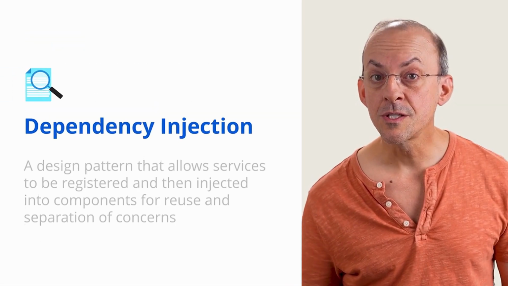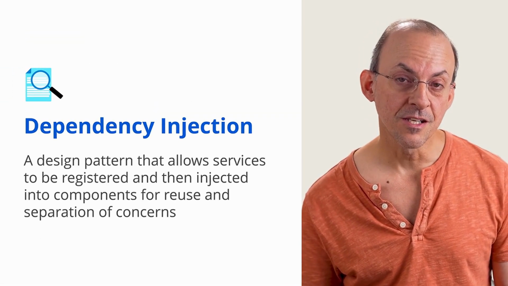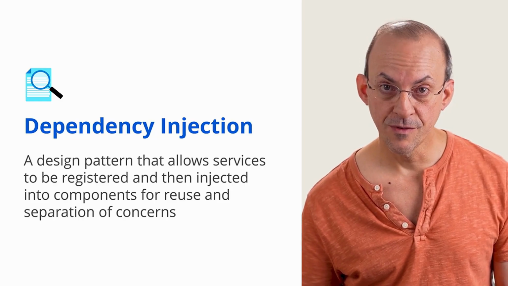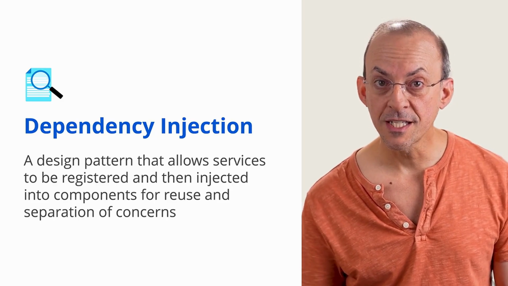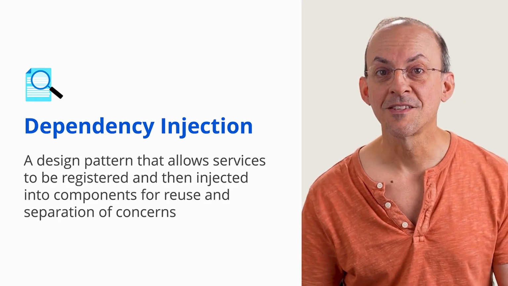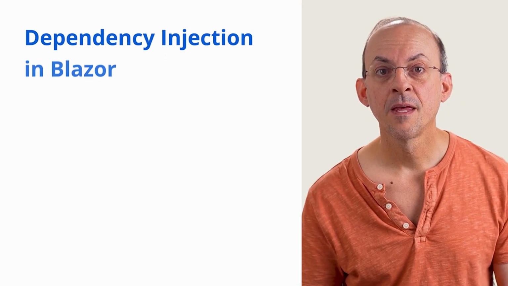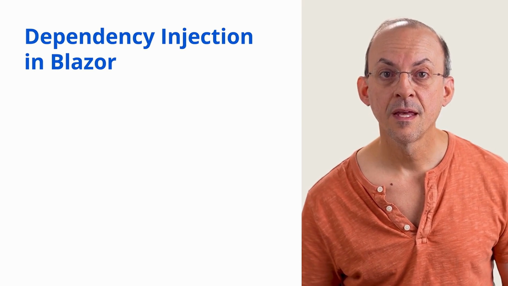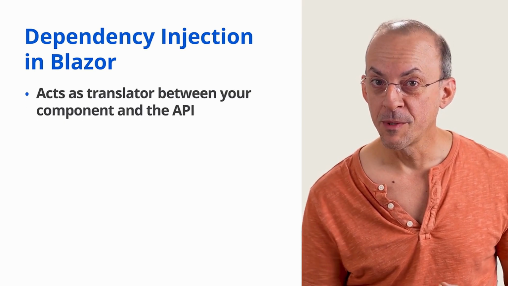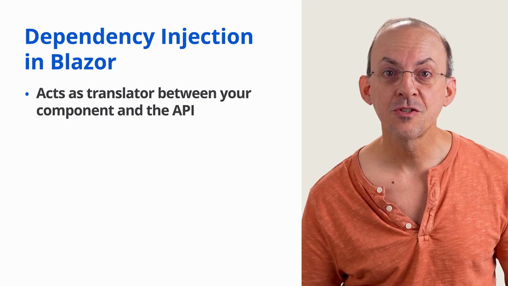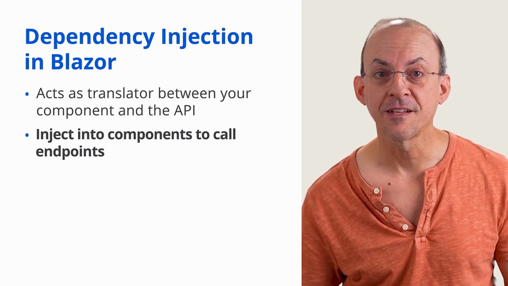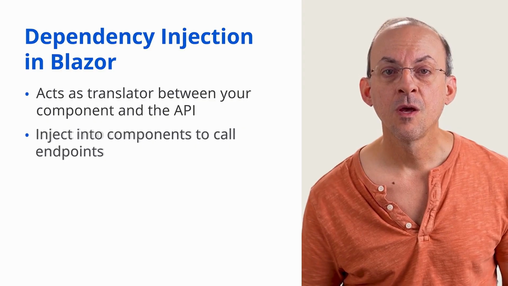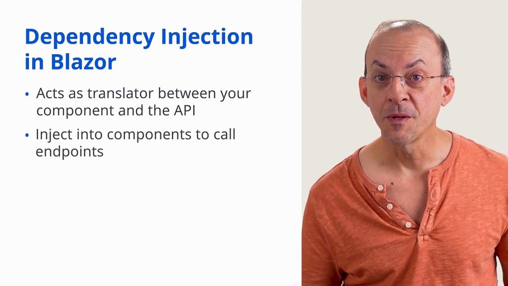You'll also use dependency injection to pass services into your components. Dependency injection is a design pattern that allows services to be registered and then injected into components for reuse and separation of concerns. These services handle the HTTP requests that talk to your API. Each service acts as a translator between your component and the API, so your UI doesn't have to worry about request details. It keeps your code clean, modular, and testable. Once you've got your data, it needs to show up in the UI.